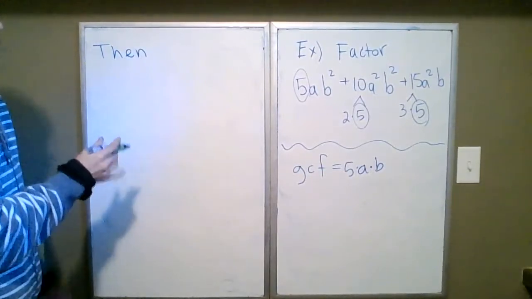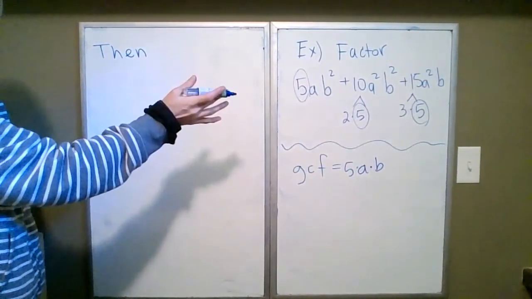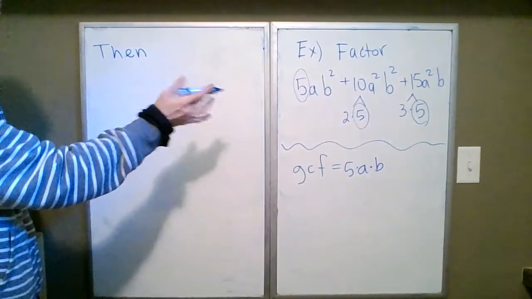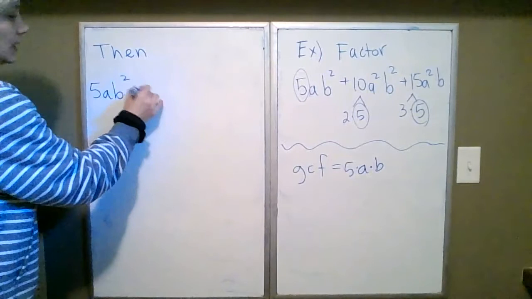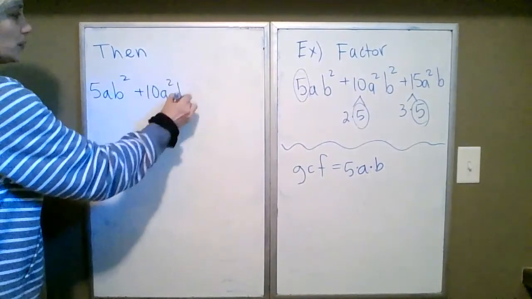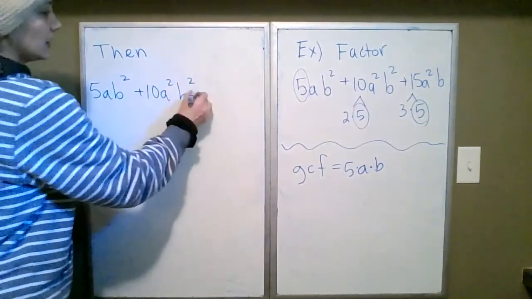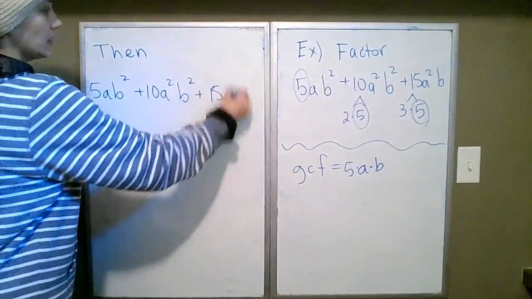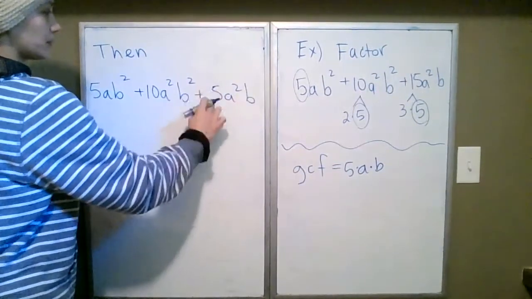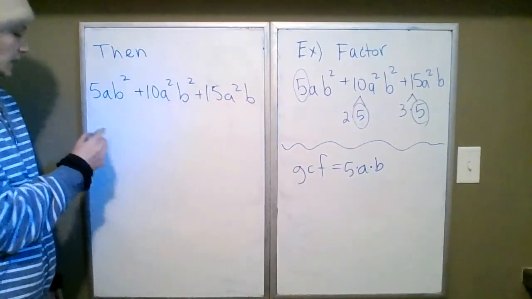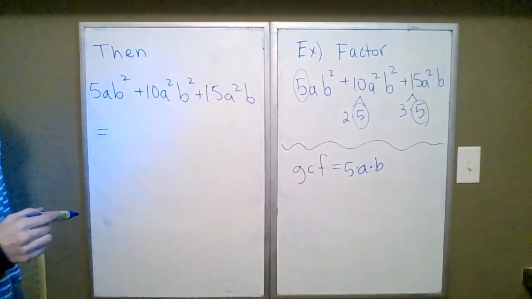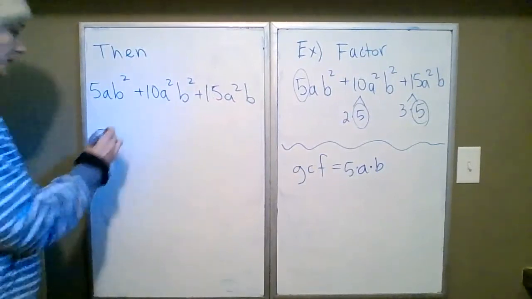And just to be clear, we're going to rewrite the polynomial 5a squared b squared... 10a squared b squared, 15a squared b. And then we're going to rewrite it again in factored form. So factor out 5ab.